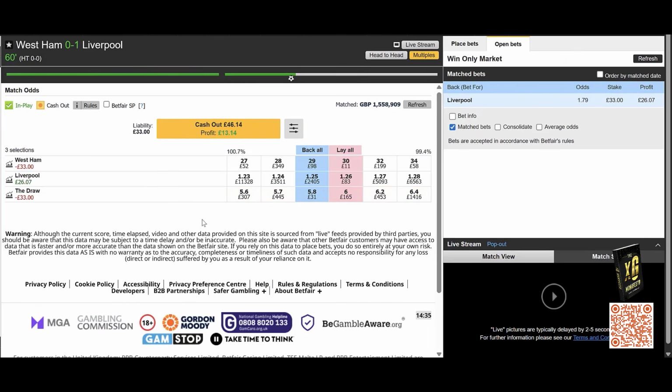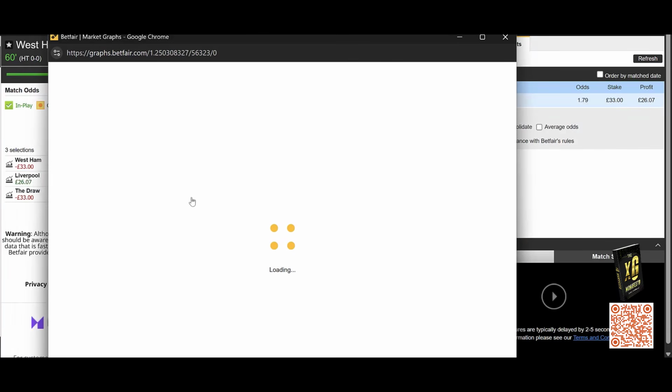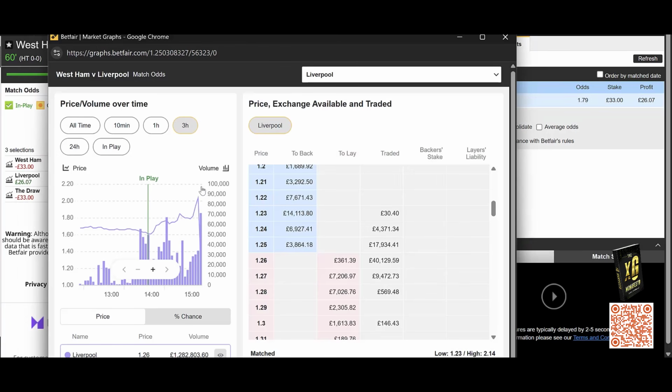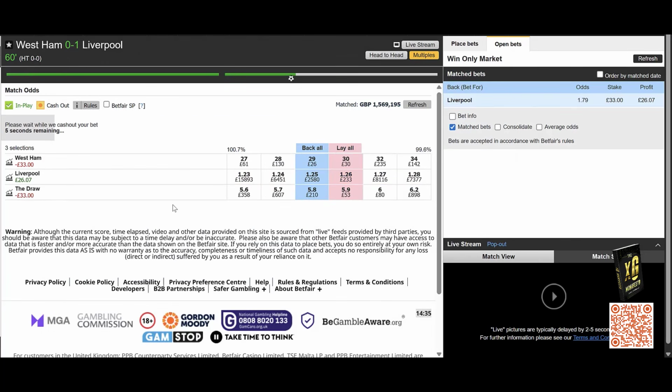60 minutes on the clock. The goal that we were expecting has arrived, and it's arrived to the team that we were expecting it to arrive to also. So West Ham 0, Liverpool 1, and let me just show you actually the chart. Remember, we backed Liverpool 1.79. The price was starting to drift, but we didn't get any further orders matched. So anyway, we'll just take whatever profit is available on the match odds market, and then we'll take a look at the goal market also.